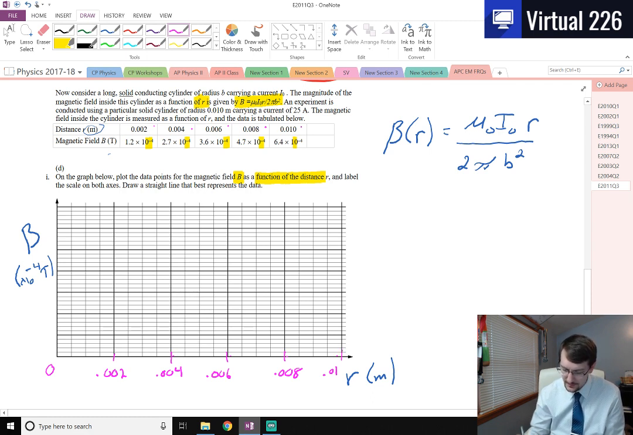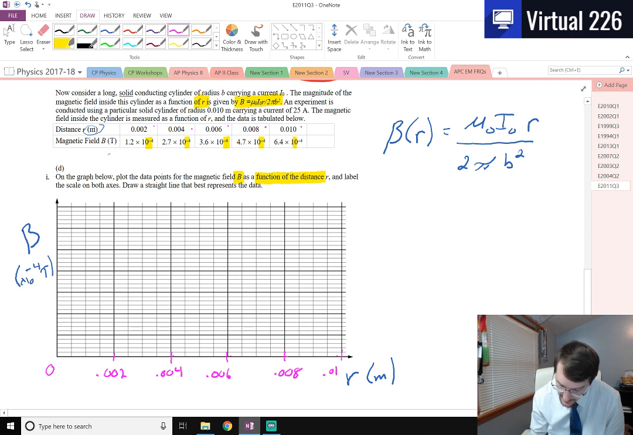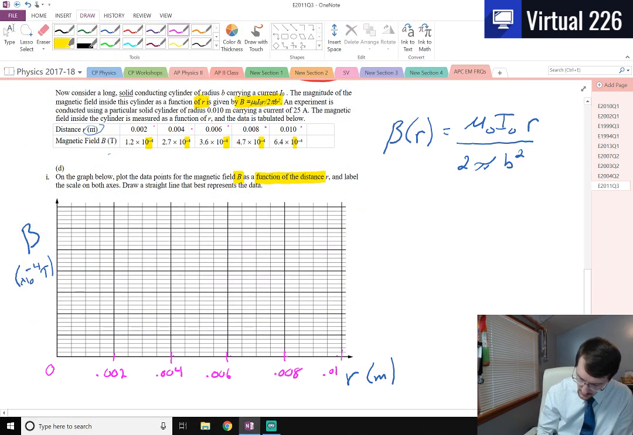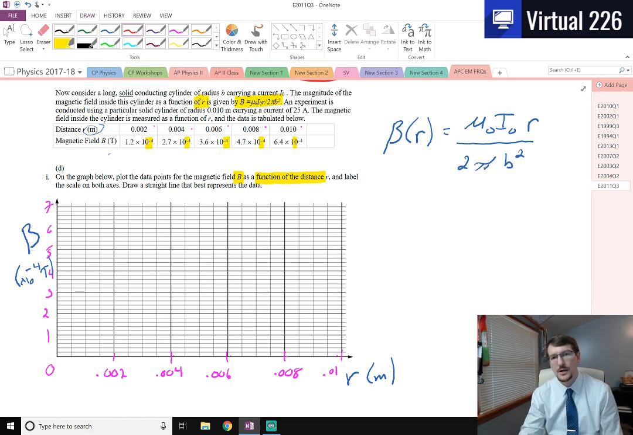On my y-axis, I've got 1.2, 2.7, up to 6.4. I've got 1, 2, 3, 4, 5, 6, 7 lines going vertically. So if my max is 6.4, let's just count off by 1. 1, 2, 3, 4, 5, 6, 7. And then we just got to plot this. You can just skip ahead at this point. You know how to plot this.